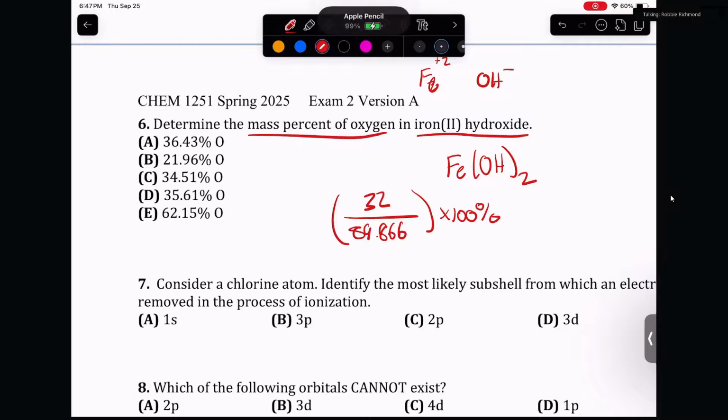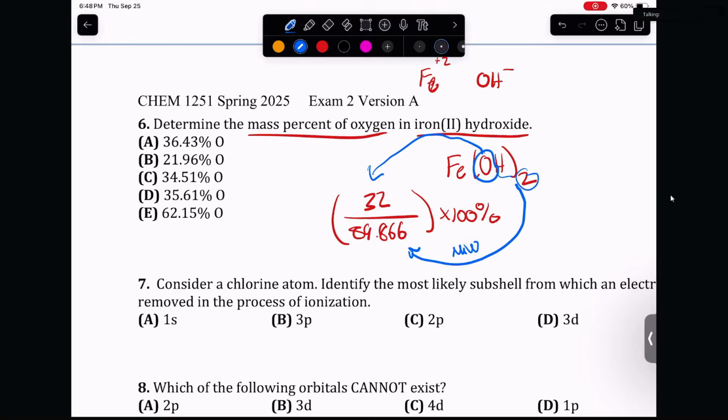Just to reiterate, this is the molecular weight of iron 2 hydroxide, and this right here is the molecular weight of those 2 oxygens. Cool? All right. That divided by that times 100. I get 35.608%, which if we're looking at sig figs, that would round to 4 sig figs. Answer choice D.